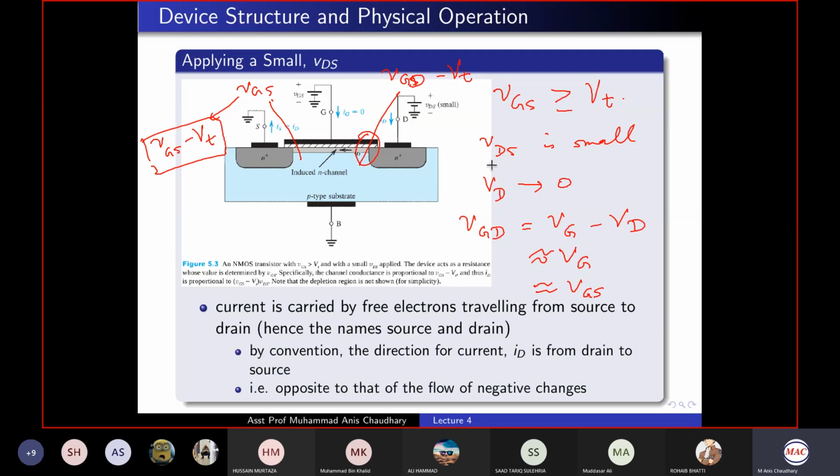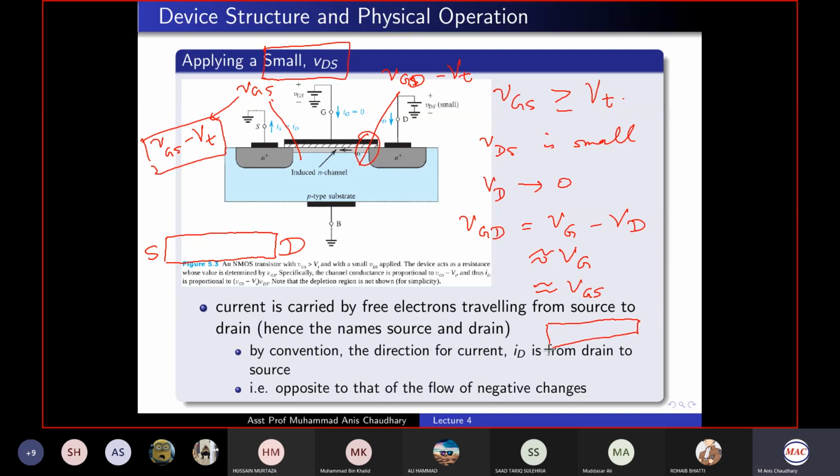So the case we currently want to consider, where you apply a small VDS, is equivalent to saying that the channel is of uniform depth. So the channel is of the same depth at the source end and at the drain end. So first we want to consider the uniform depth channel, and after that we will see the more generic case in which the depth will be different at the source end than at the drain end, and we'll say that the channel is tapered now.